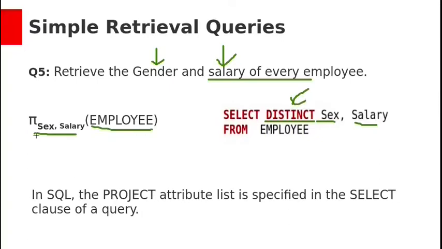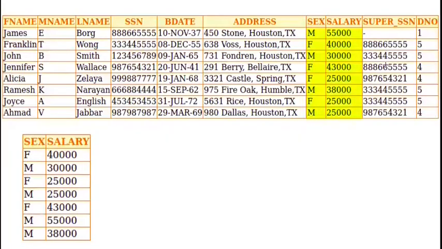See here, this attribute list is specified in the select clause. This is the employee table. We want only gender and salary. So we need to include these 2 columns in our result. So this is our final result for the above query.